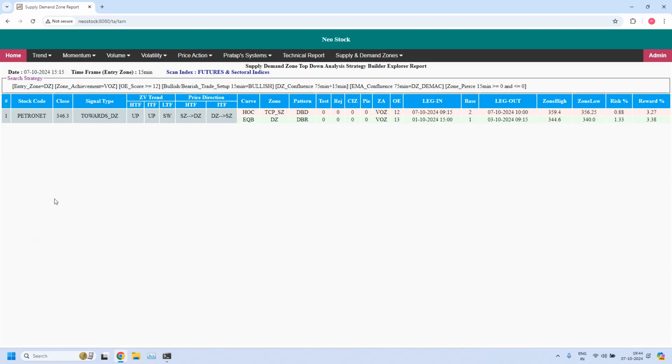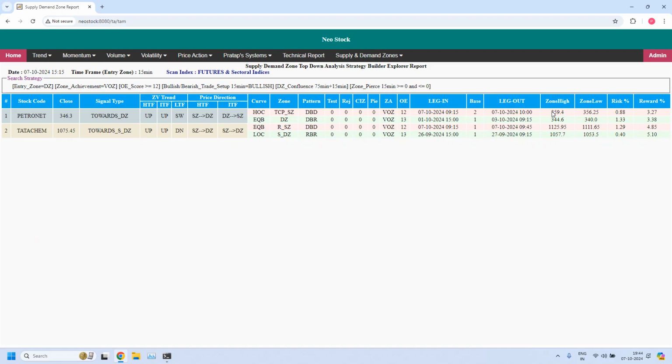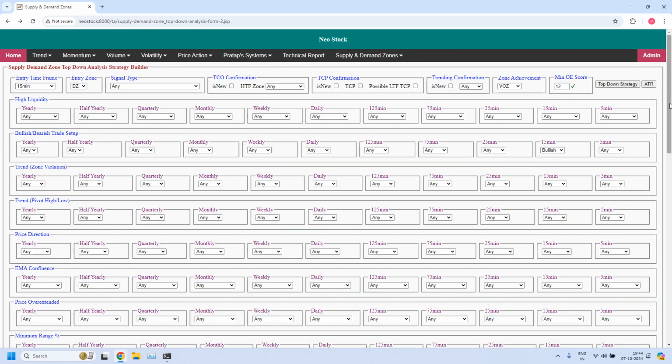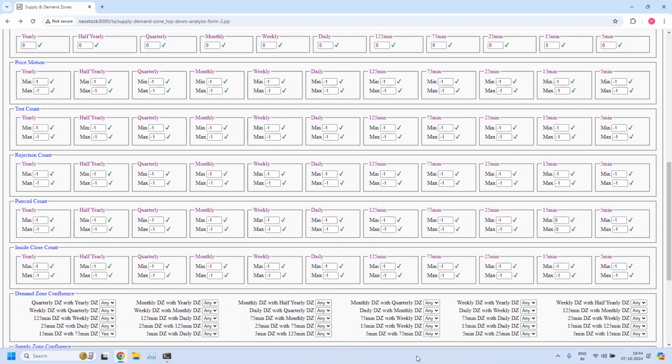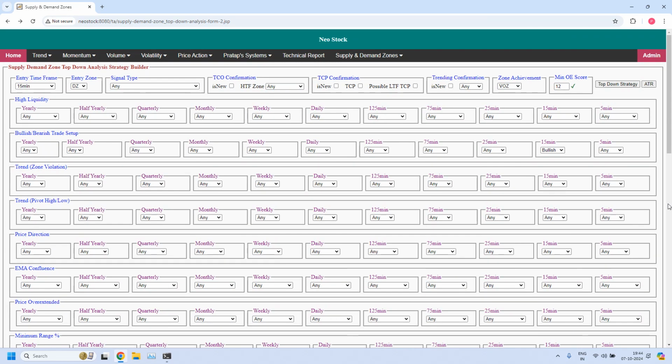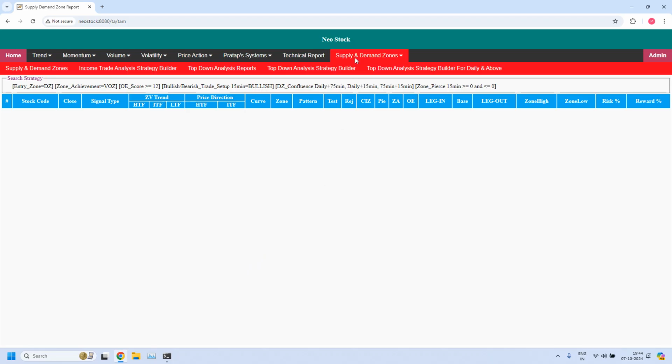Okay, next let us look for LTF, ITF, HTF confluence. Without EMA confluence, earlier we got two stocks, right? Now let's check how many of these stocks are having even HTF confluence. In the demand zone confluence, 15 minutes and 75 minutes demand zone confluence are already enabled. Now I am adding 15 minutes demand zone with daily demand zone confluence, and also 75 minutes demand zone with daily demand zone confluence. With all the three LTF, ITF, HTF confluence, we don't get any stocks. So none of the stocks are supporting HTF confluence, only ITF confluence. Two stocks. In that EMA confluence, again one stock.